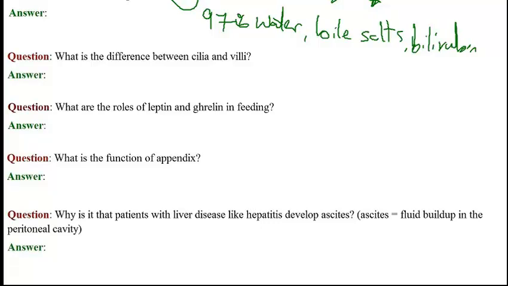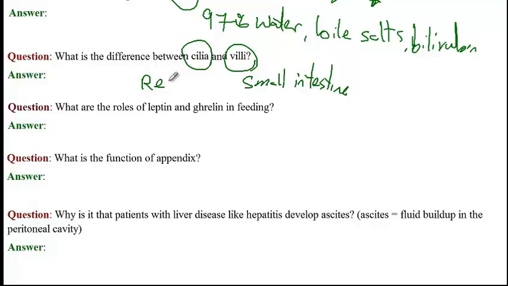So basically cilia are hair-like projections that you see on the surface of the respiratory epithelia, like for instance in your lungs, that help push all the particles outside upward towards the oropharynx. Villi, on the other hand, are found in the small intestine, while these cilia that are hair-like projections are found in the respiratory tract.